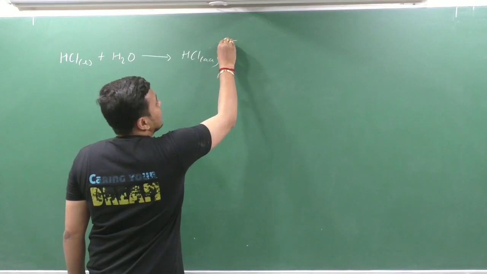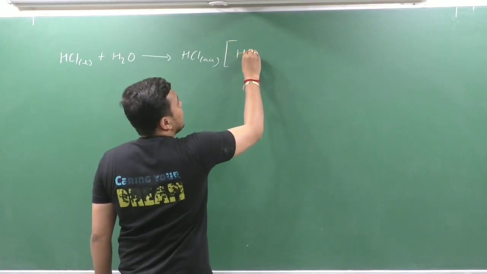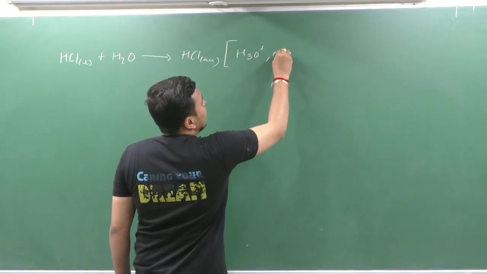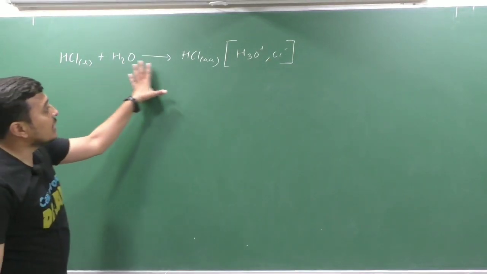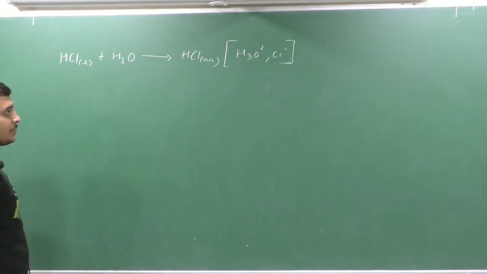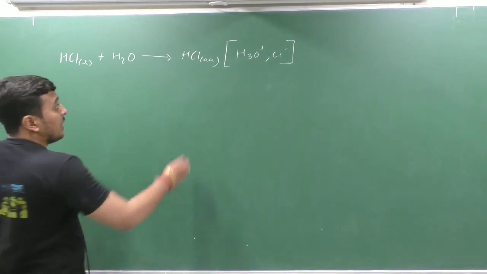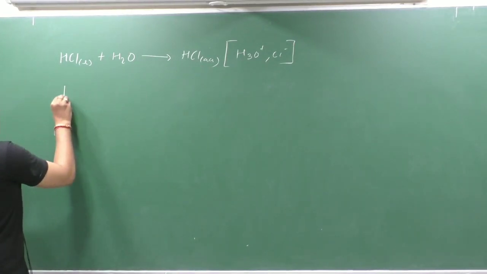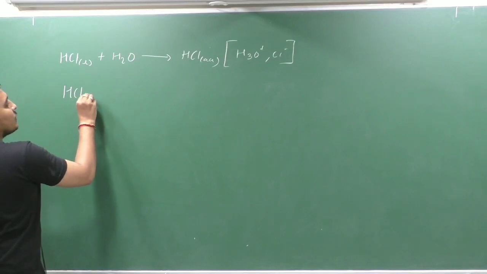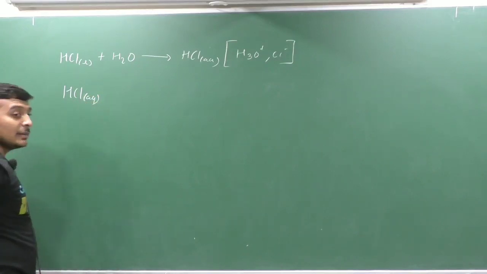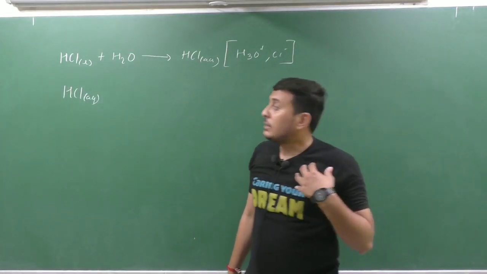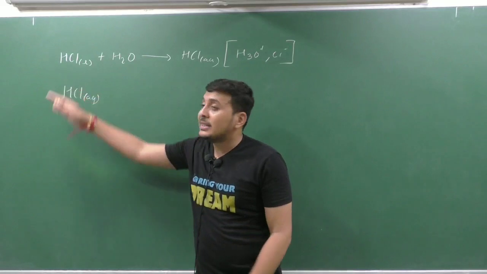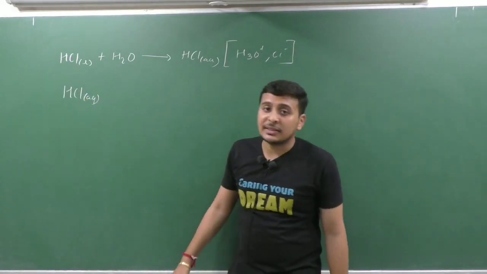What do we mean by the aqueous solution of HCl? It means here it will be H3O+ hydronium ion and Cl- ion. So this is the aqueous solution of HCl. But if it is directly given that we have HCl in aqueous form, how can we know how much amount of HCl is present in the aqueous solution of HCl?